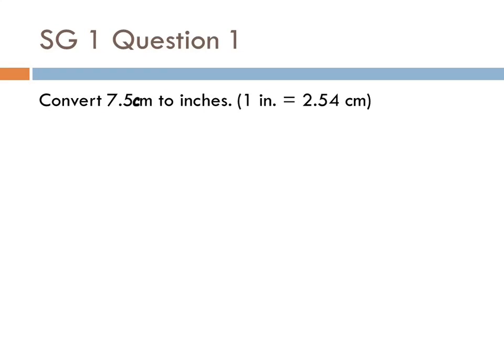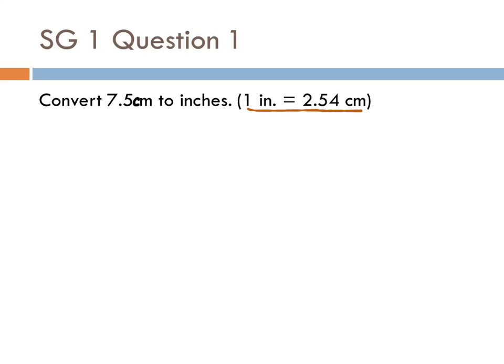We're going to convert, in question 1, 7.5 centimeters to inches. There's a typo on your paper, so make that correction. This is an example of going from one system of measurements to another. We're going from the metric system to the English system. And we are given over here this relationship between inches and centimeters.